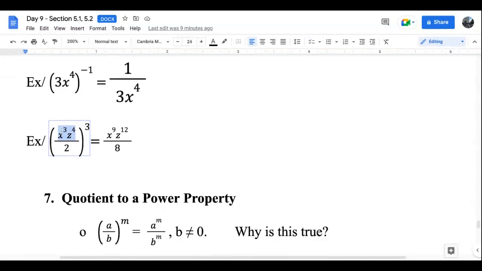So let's see this one. The numerator will have x raised by 3, z to the power 4, over 2. Then all of them raised by 3. That means we need to distribute 3 to x, to z, and to 2. To 2 as well, because 2 appears in the denominator, it's a half. So 3 times 3, we get x raised by 9. 3 times 4, we get z raised by 12. Then the denominator just becomes 8.